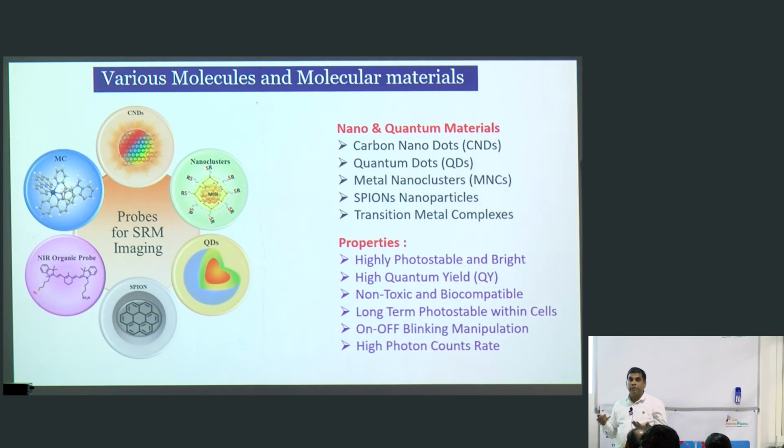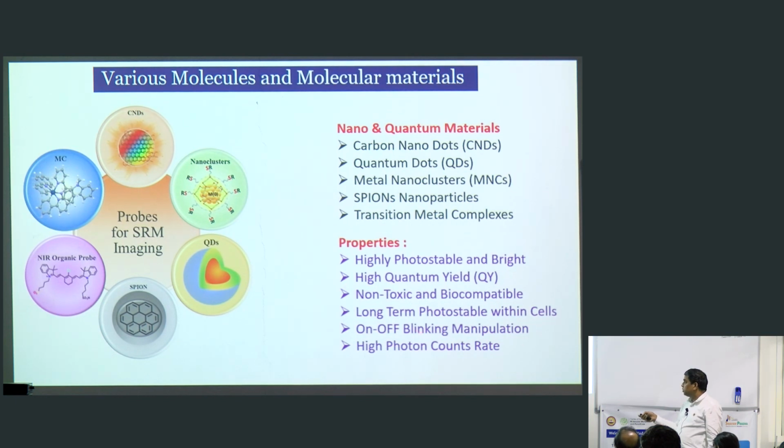So in that case, you can have some kind of materials which have high quantum yield as well as being non-toxic and biocompatible in nature. And that's where the molecular materials or these quantum dots or other materials come into the picture, which give you a lot of advantages, with the disadvantage of blinking, although I can say we have this kind of materials that are highly photostable and bright, with high quantum yield, non-toxic and biocompatible, and long-term photostable within the cell. You can capture even 12, 13, 14 days. I will show you some of the images as well.